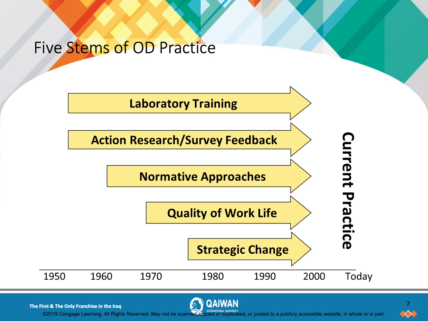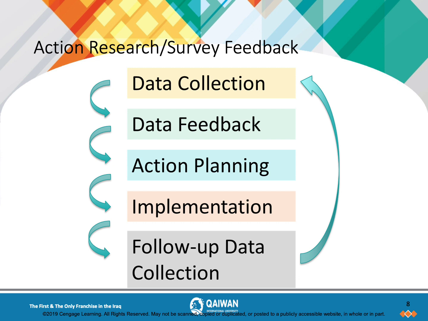So now we are going to dive into the second stem of organization development, which is action research and survey feedback. Think about it: if a manager wants to solve a problem, should they guess or use data? Of course, they should use data. So that is exactly what action research is about, solving problems by using real data. Action research is a systematic and data-driven process used to identify problems, take action, and improve the organization.